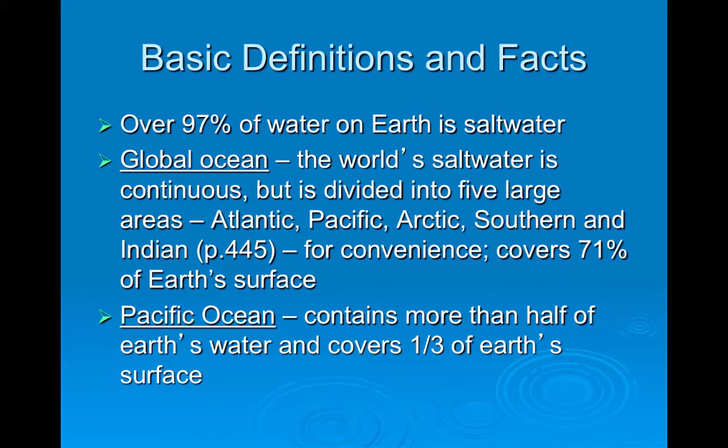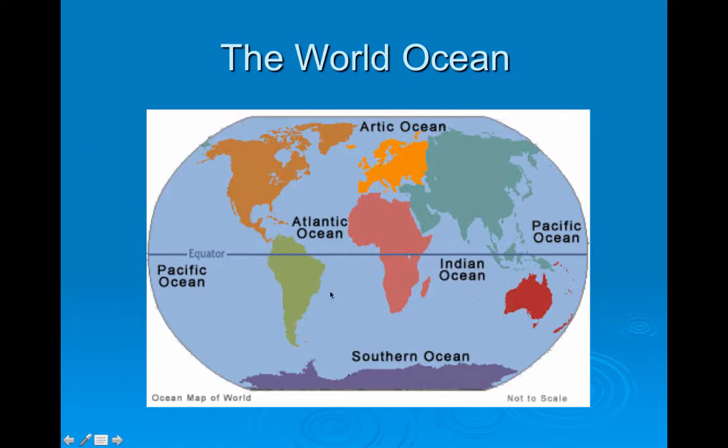This is not a question in the book, but just remember that the Pacific Ocean contains more than half of the Earth's water and covers one-third of the Earth's surface, making it the largest part of the world ocean. All right, here's where the world ocean is.